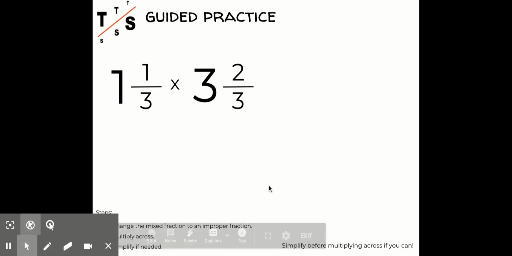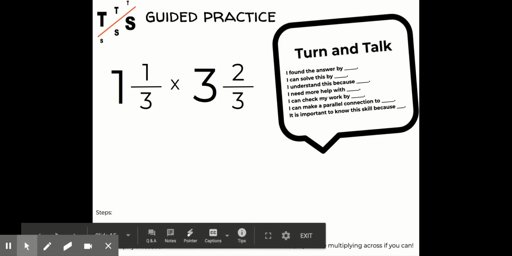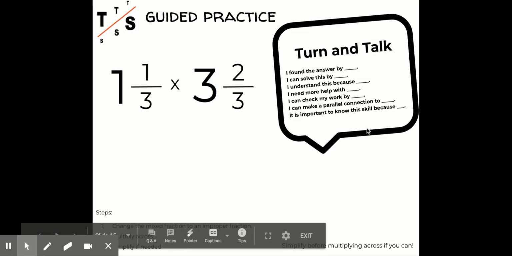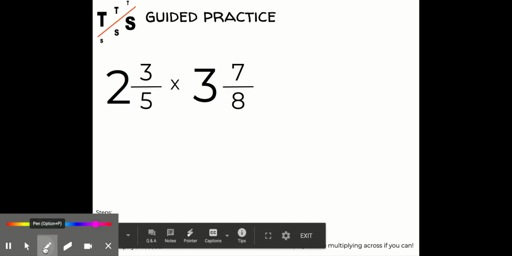So let's do some partner talk. I found the answer by changing these mixed numbers, mixed fractions, into improper fractions, multiplying across, and then simplifying. All right, let's try this next one.